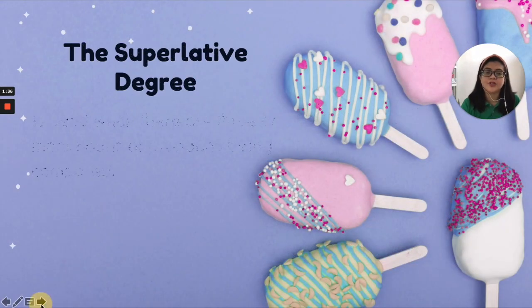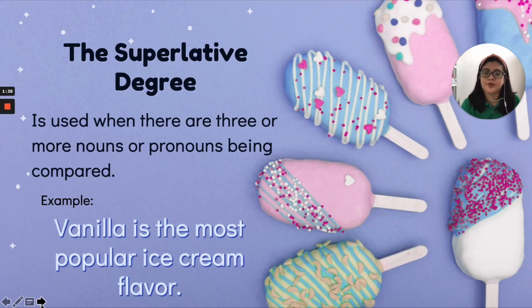Now let's go to the superlative degree. It's used when there are three or more nouns or pronouns being compared. For example, we're comparing ice cream. Which one is the most popular? For example, in the US or in the Philippines. Vanilla is the most popular ice cream flavor.